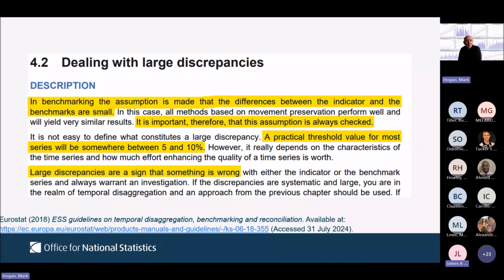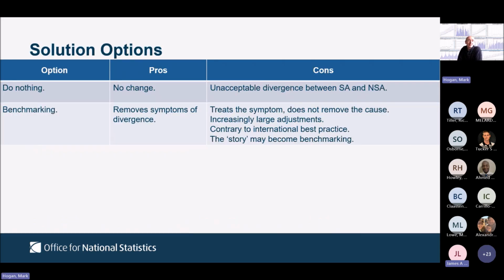International guidance in the area reminds us that the assumption behind benchmarking is we're just making small adjustments, ideally less than 5% and certainly no more than 10%. And any larger discrepancies suggest that there's something systematically wrong that needs to be addressed. So for this reason, I recommended we don't use benchmarking as it would treat the symptoms, not the cause, and that it would be making increasingly large adjustments because the divergence would be getting larger and larger.